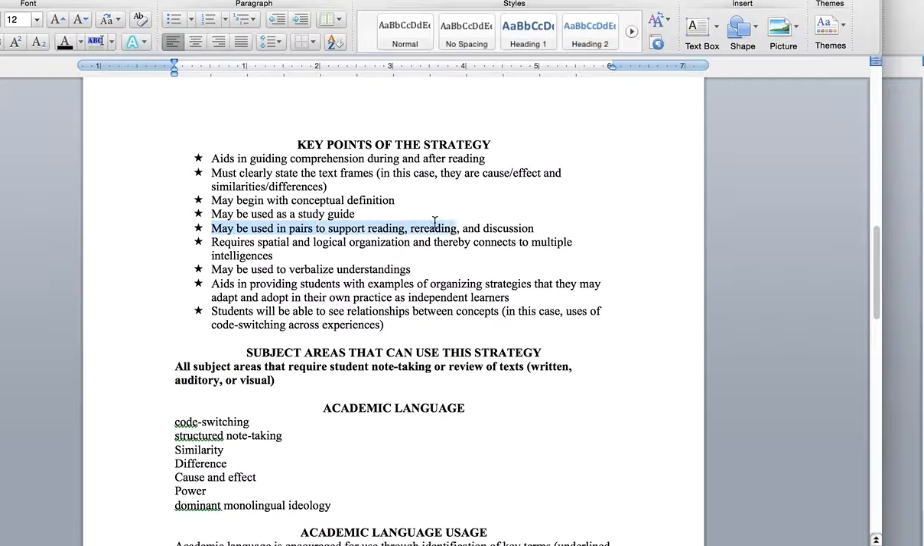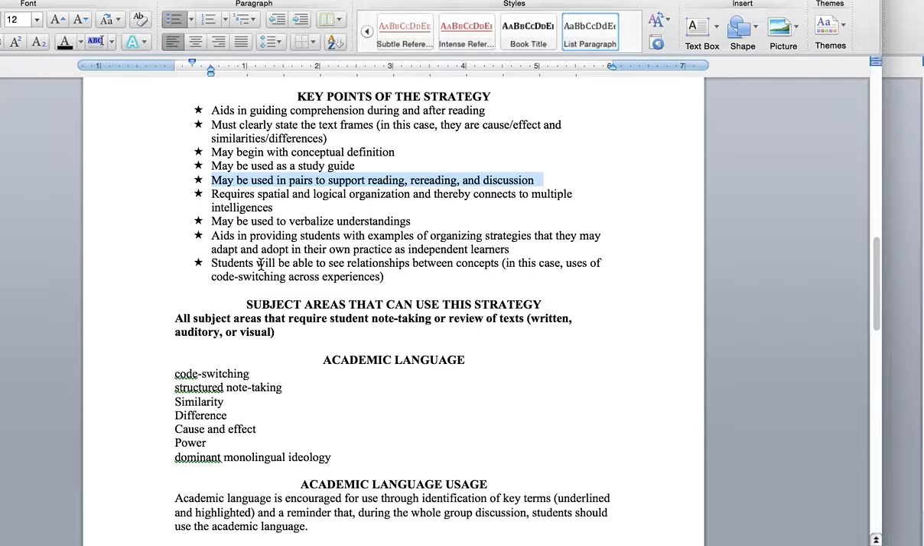It can be used in pairs to support reading, rereading, and discussion. This strategy in particular requires that you are able to look at the page and be able to locate and organize spatially and logically. And so it really depends and connects to multiple intelligences, which is Howard Gardner. You may have been exposed to that research and those practices in your social psych class. It also can be used to verbalize your understanding.